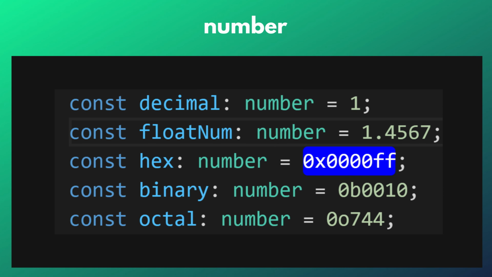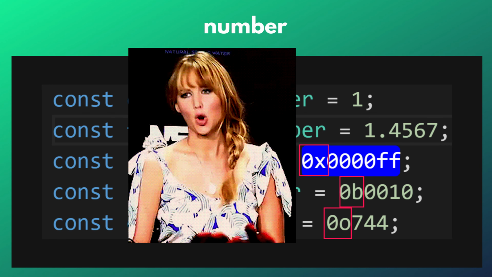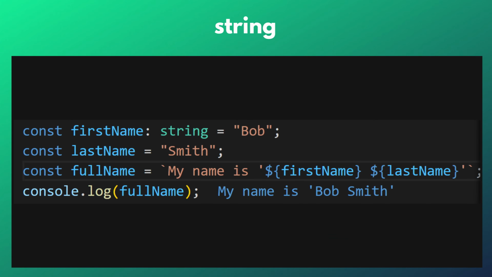Numbers can store integers, floats, hex like the blue color. Notice the prefix 0x, binary 0b, and octal with the prefix 0o. String. There is not much to say, it is the same as in most programming languages.